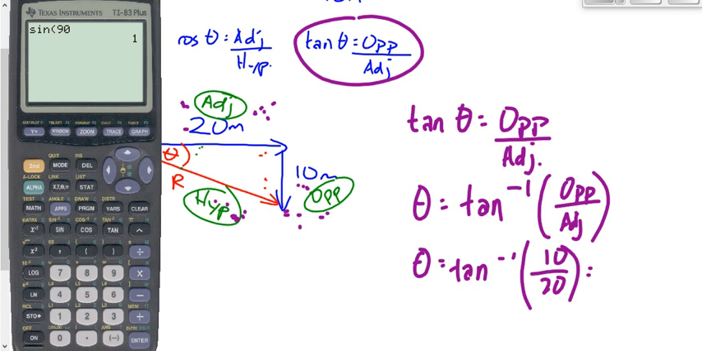Okay? Every time you go to do something on a test or a quiz, you should test that. Hit sine 90. That's our little test, right? If it's equal to 1, you're good. If it's equal to 0.89, you're not good. Here's how to change it if you're in radian mode right now.